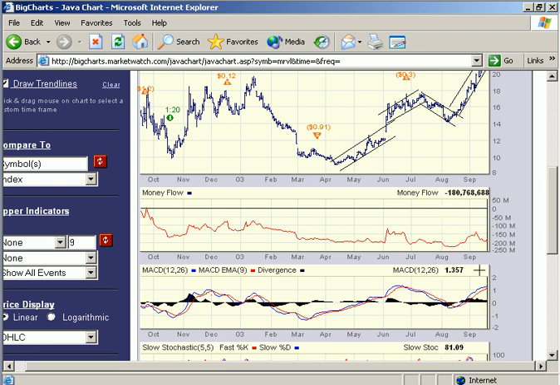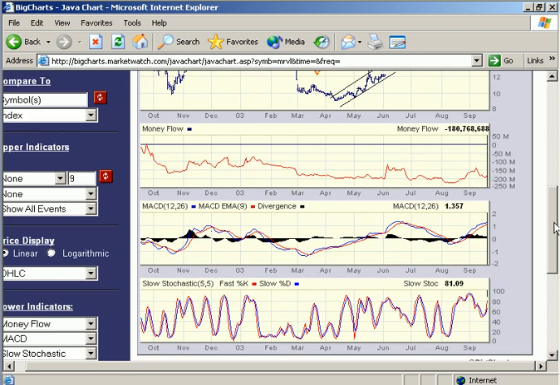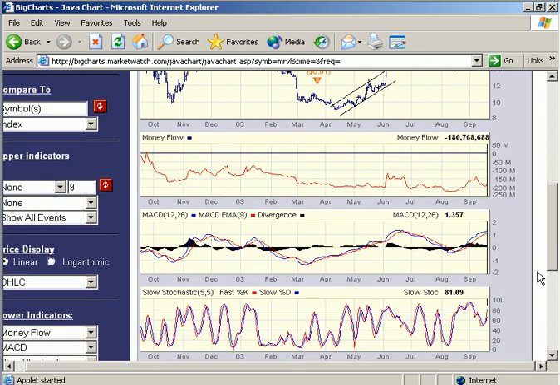Okay, so we got bullish on the chart, bullish on money flow, and bullish on the MACD. Let's go to the slow stochastic here. Now, I'll show you how to use the slow stochastic. Simply keep your eyes on the red line. Every time the red line crosses the blue line, that indicates a reversal trend. If the red line crosses the blue line to the upside, the stock is getting ready to go up. If the red line crosses the blue line to the downside, the stock is getting ready to go down, okay?